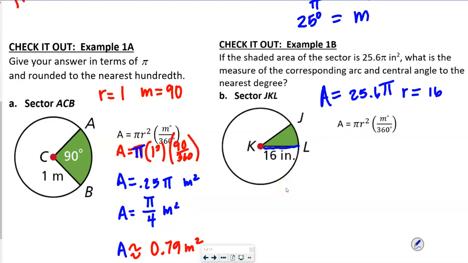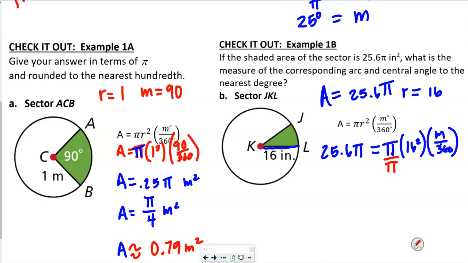Okay, so our area is 25.6 pi. That's equal to pi times 16 squared times m over 360, right? So this time, a little bit easier because we can divide both sides by pi. So our pi is going to cancel out on both sides. Boom, gone, right? Then this is going to be 256, right?